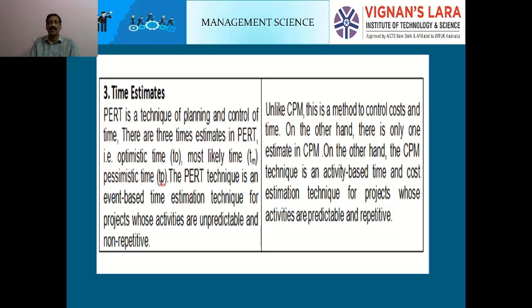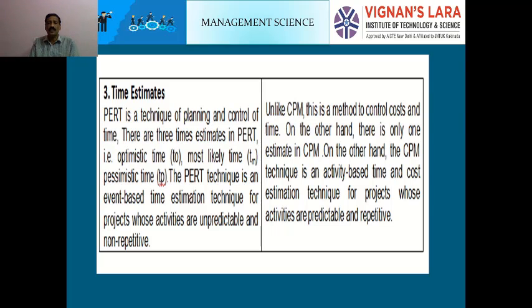On the basis of this, this one-time estimation of the CPM method is very much used to know the cost and time relationship. That means how much time is required and how much cost is related to the time required or time completed. That is, unlike PERT, this is the method of controlling cost and time. On the other hand, there is only one time estimation.